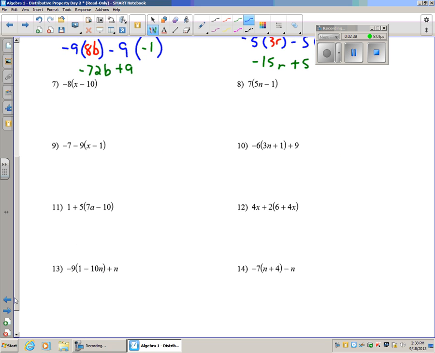Number 7, you have -8 that's being distributed to two different things. So -8 times something, -8 times something. My first term is x, and my second term is -10. So -8 times x is -8x, and -8 times -10, that's positive 80.